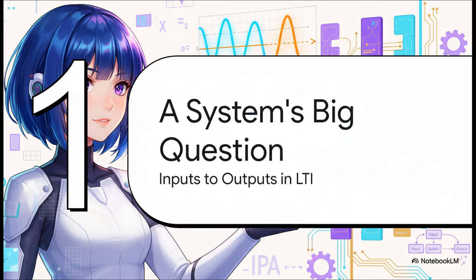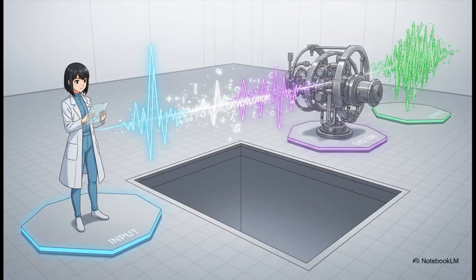But to do that, you need the right tool for the job. And that tool, you guessed it, is convolution. It's basically the mathematical engine that takes your input signal, runs it through that system's unique fingerprint, the impulse response, and tells you exactly what the final output is going to be. Bottom line, if you want to know the output, you have to do convolution.